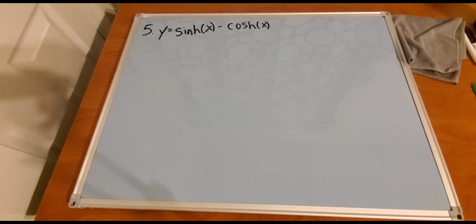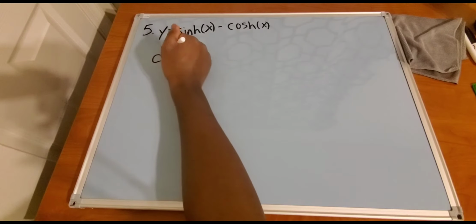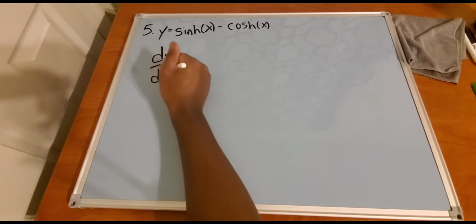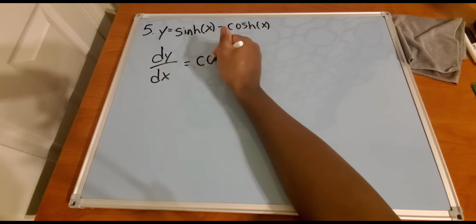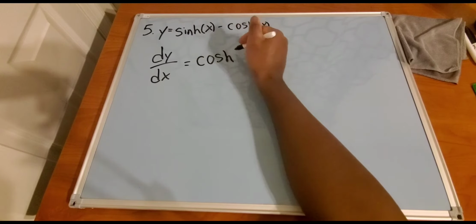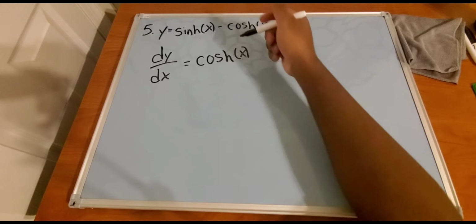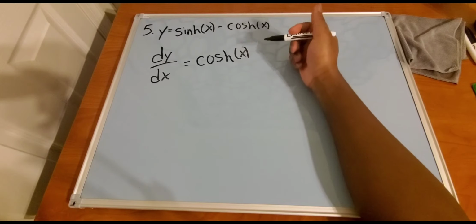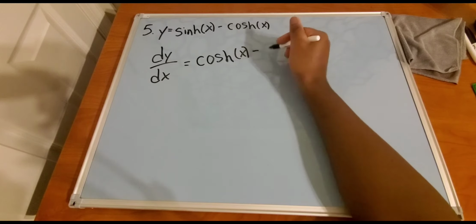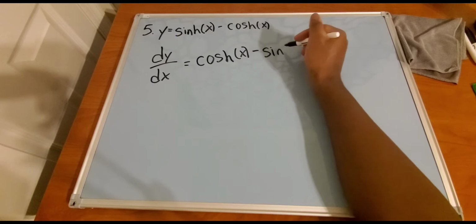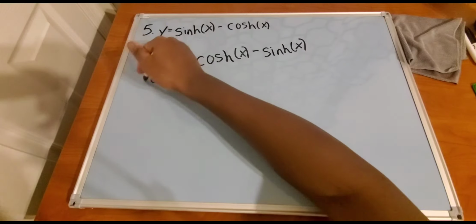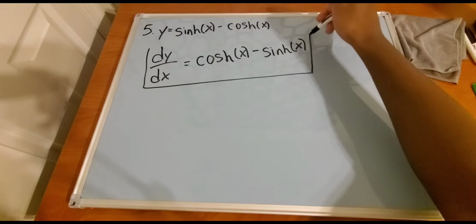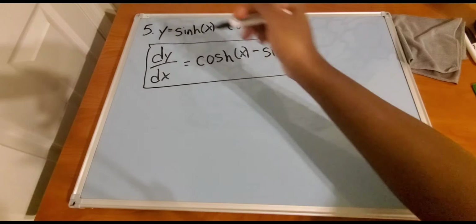So with that in mind, we can say that the derivative of y with respect to x is equal to the hyperbolic cosine of x, since that's the derivative of the hyperbolic sine, minus the derivative of the hyperbolic cosine, which is the hyperbolic sine of x. Pretty convenient that it barely changed form there. But sometimes math really do be like that.